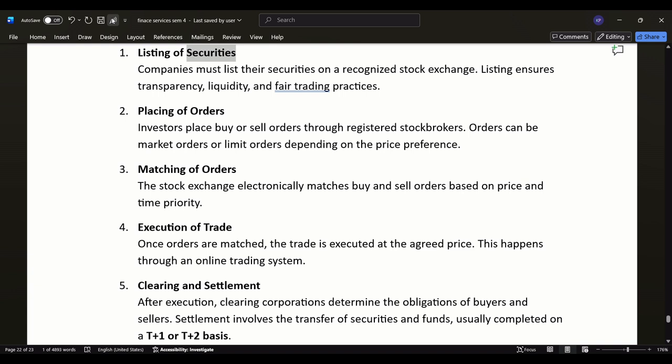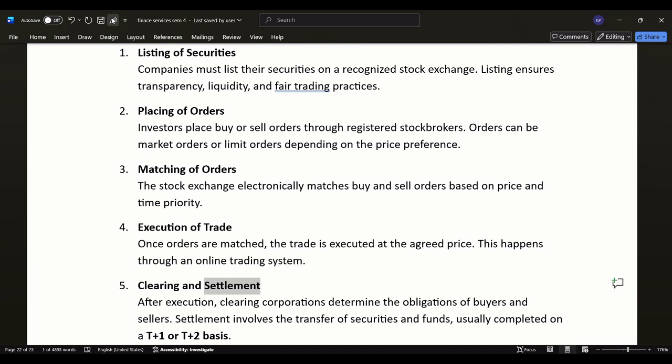Listing of securities. Companies must list their securities on a recognized stock exchange. Listing ensures transparency, liquidity, and fair trading practices. Placing of orders. Investors place buy or sell orders through registered stockbrokers. Orders can be market orders or limit orders depending on the price preference. Matching of orders. The stock exchange electronically matches buy and sell orders based on price and time priority. Execution of trade. Once orders are matched, the trade is executed at the agreed price. This happens through an online trading system.